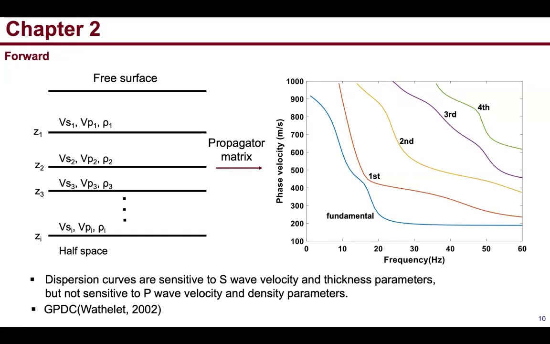We can also find the dispersion curves are mainly sensitive to shear wave velocity rather than primary wave velocity or density. That's why in our inversion, mainly the shear wave velocity is inverted, but not the P wave velocity or the density.